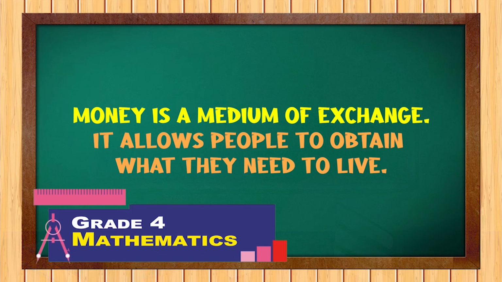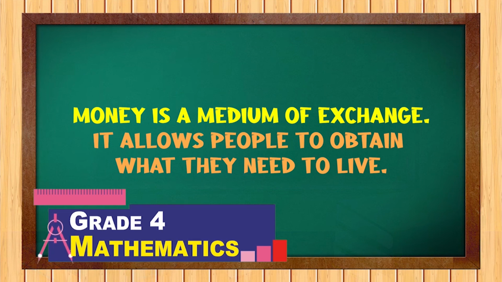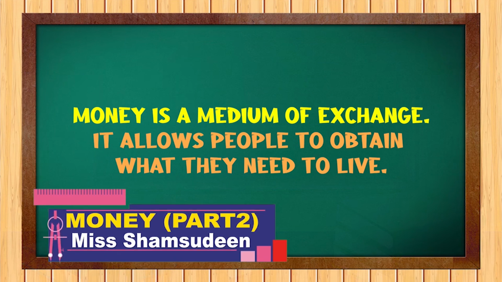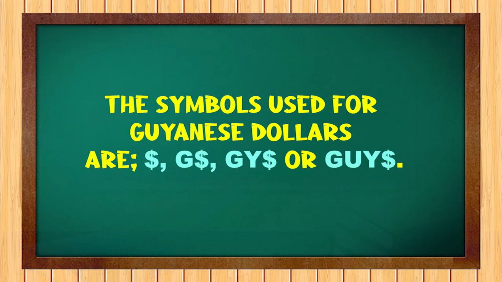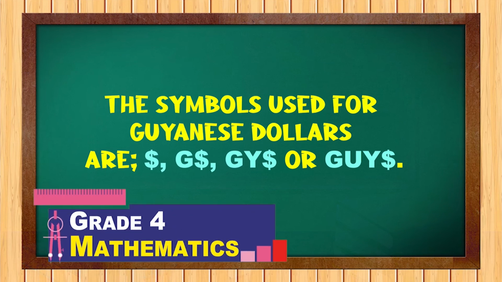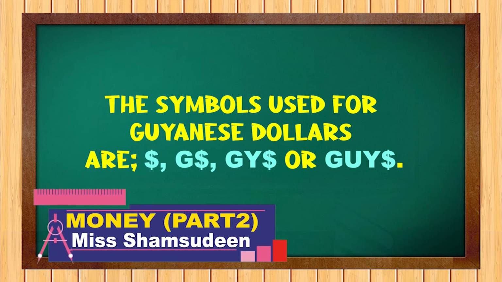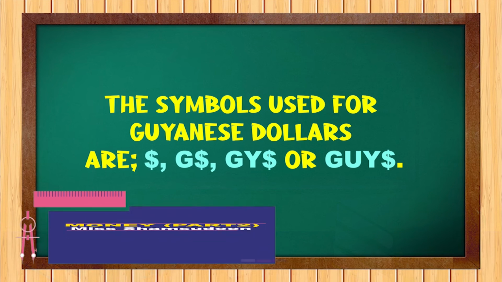We discussed that money is a medium of exchange, which simply means that it allows people to obtain the things that they need in order to live. We also said that money has worth because for most people it represents something valuable. The symbol used for Guyanese dollars are the dollar sign, capital G and the dollar sign, GY and the dollar sign, or we can use GUY and the dollar sign.